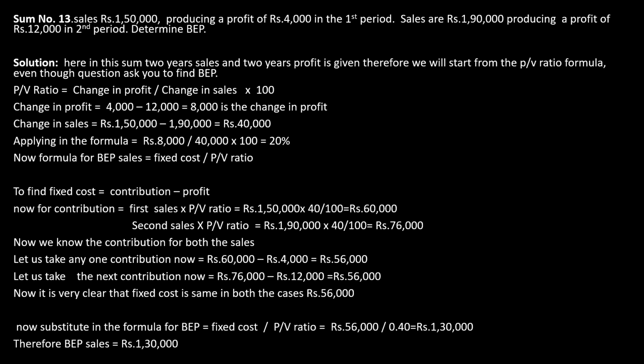Now, once I know my fixed cost, I can use the formula for finding BEP. Fixed cost divided by PV ratio will give me 1,30,000 rupees. That is my BEP sale. That is 56,000 divided by 40%. In the place of 40%, I can use 0.40. Now my BEP sale will be 1,30,000. Okay. Next.